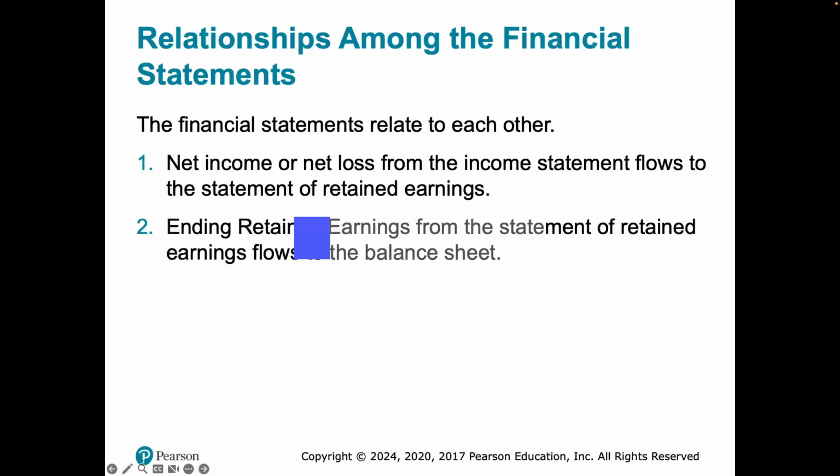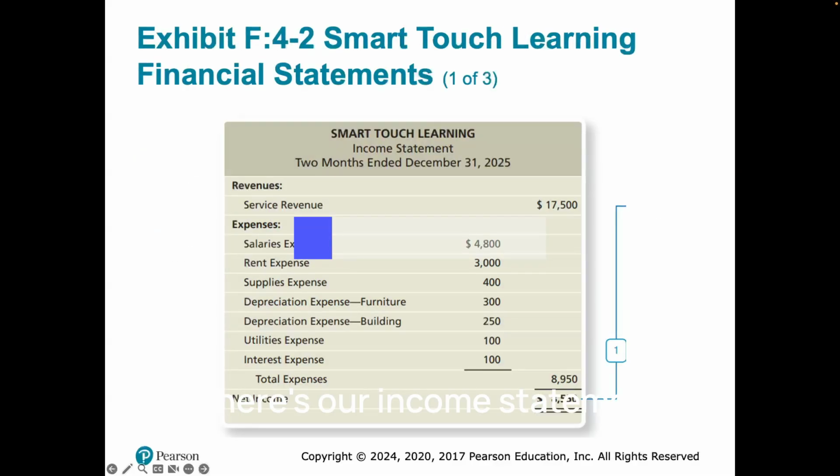Ending retained earnings from the statement of retained earnings flows into the balance sheet. That's what tells us what our owner's equity is, right? So we get our new owner's equity based on how much we've either made in net profit or net loss, and then transfer that over to our balance sheet to show how much we have in owner's equity. So here's our income statement.